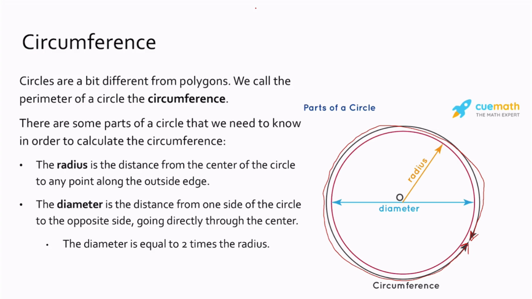But to find the circumference, we need to know the diameter. The diameter goes from one side of the circle to the opposite side, passing through the center. And then later, we will also need to know the radius. The radius is exactly half of the diameter. So it starts at the center of the circle and goes to the edge at any point. So the diameter is all the way across the circle. The radius is halfway across the circle.